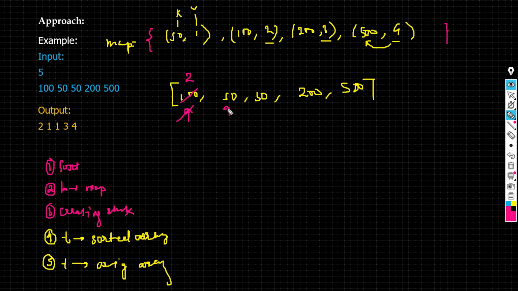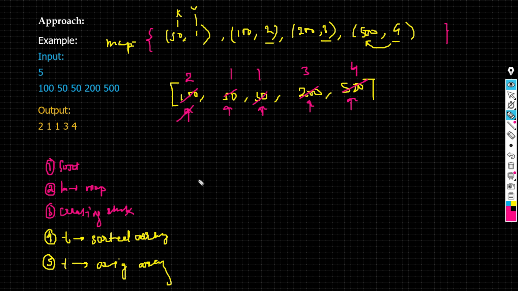Now for the 50 we will do the same. We will replace the 50 with the value present in the map for 50. So we will replace the 50 with the rank 1, because the 50 has rank 1. Now do the same for this 50 also. Same for 200. 200 has the rank 3, so we will replace the 200 with the 3. Now when we come to the 500, 500 has the rank 4, we will replace the value of this 500 with the 4.